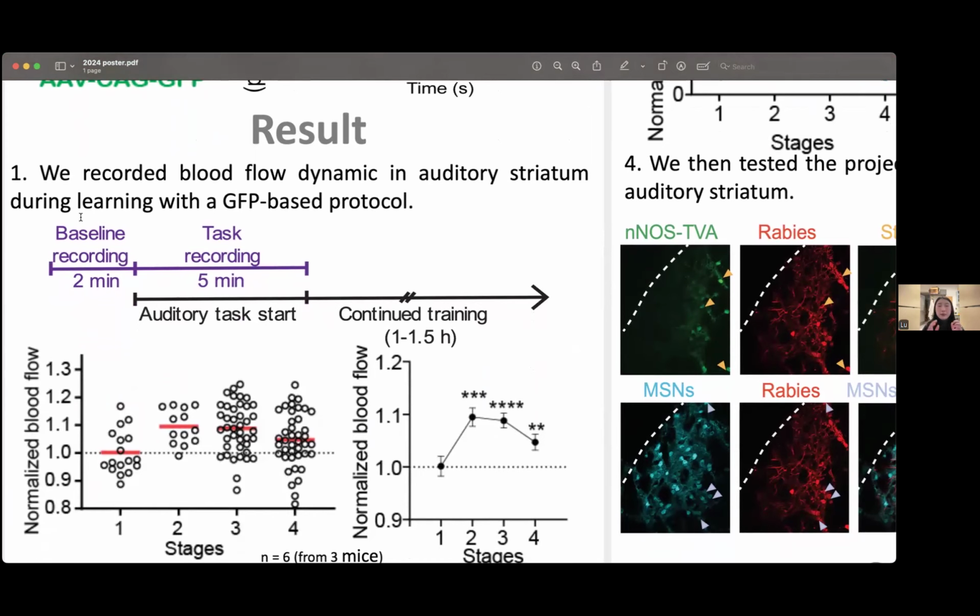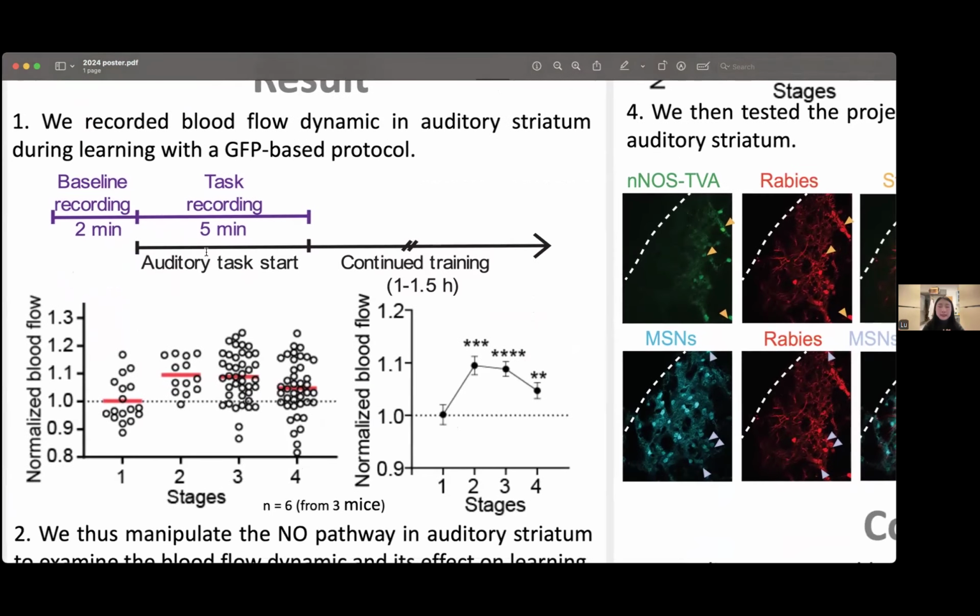So every day we were recording the animals' blood flow at the beginning of their learning. So they'll have a 2 minute baseline in which the animal will not do any task. And then we're recording another 5 minutes for task while the animal is performing that task.